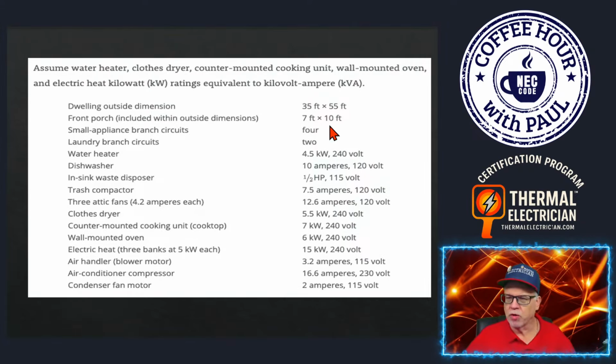We determined that there's going to be a minimum of 4 small appliance branch circuits in this dwelling. It's going to be 2 laundry circuits. Yours may only have 1, but we're going to say this one has 2. You've seen this before, so this should not be any brain surgery for you. The water heater is 4,500 watts or 4.5 kW, 240. The dishwasher is 10 amps at 120, 240. We're going to have to do some math here to get our VA. We have an in-sink waste disposer, 0.5 horsepower, 115 volts.